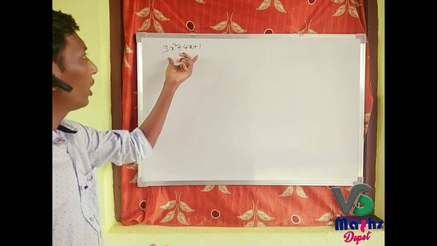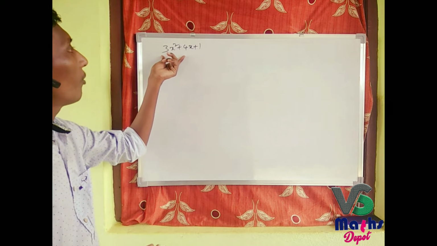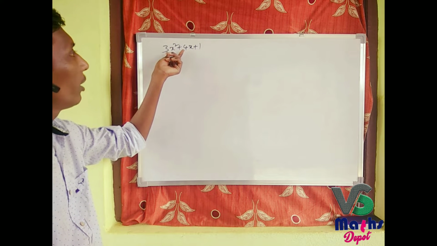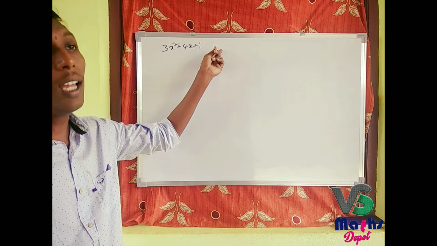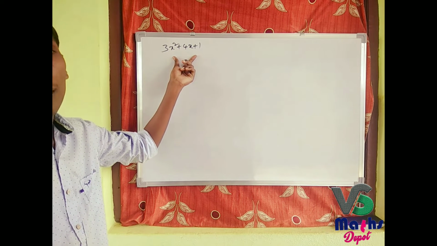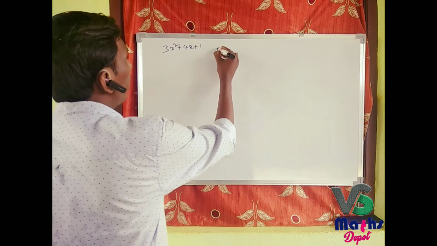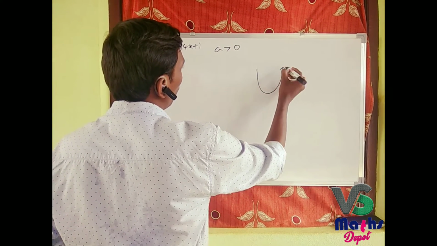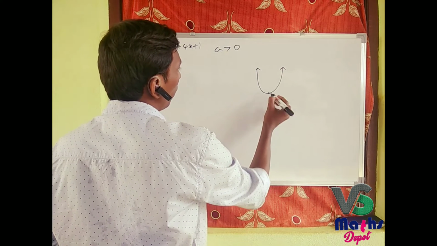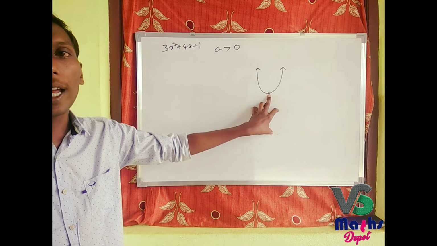Find the minimum value of this quadratic expression. f of x is given as 3x square plus 4x plus 1. We have to find out the minimum value of this quadratic expression. Because a is greater than 0, it is a u-shaped parabola opening upwards. Therefore, here we will get the minimum value.